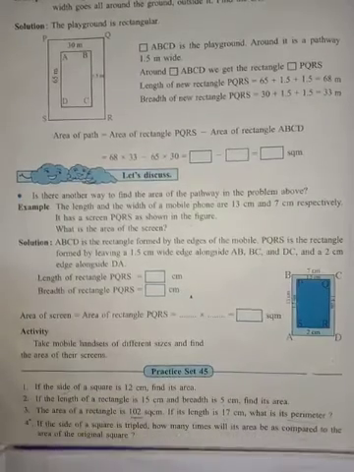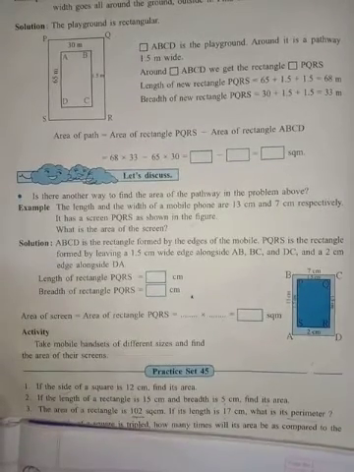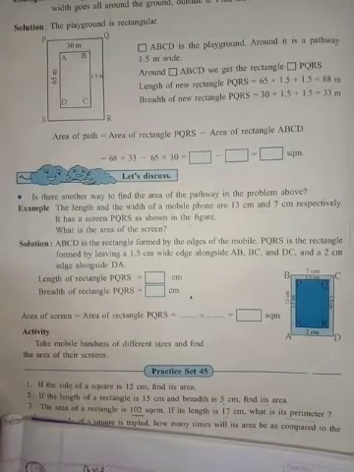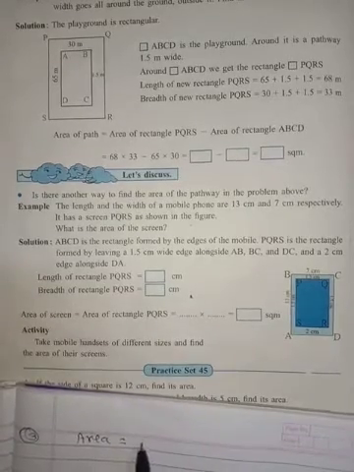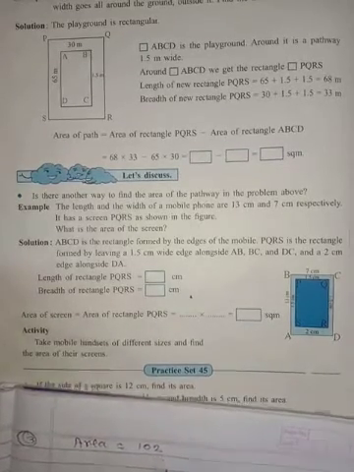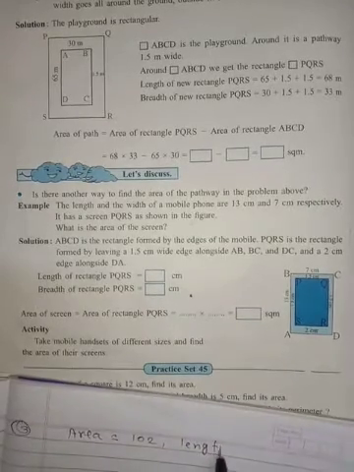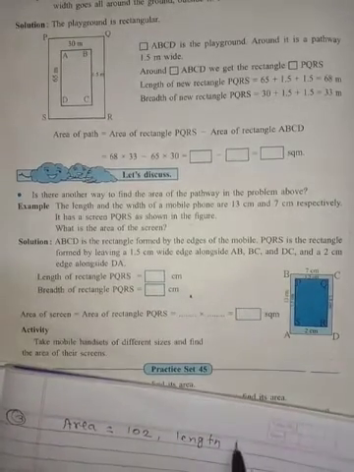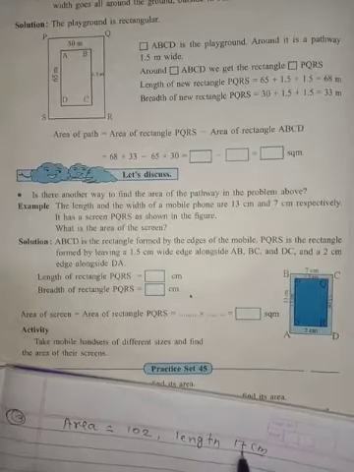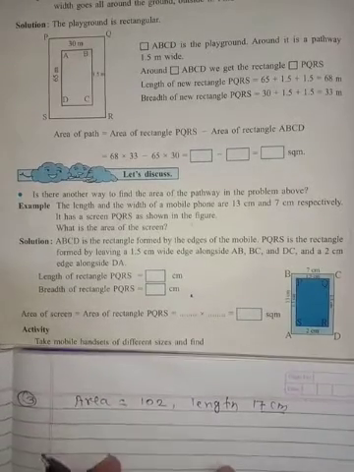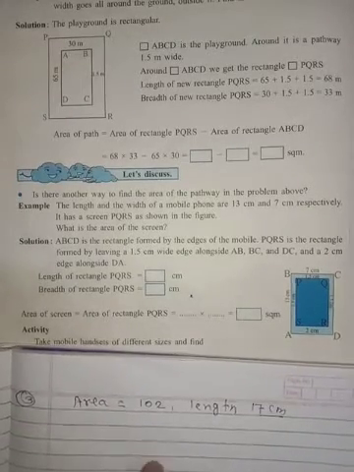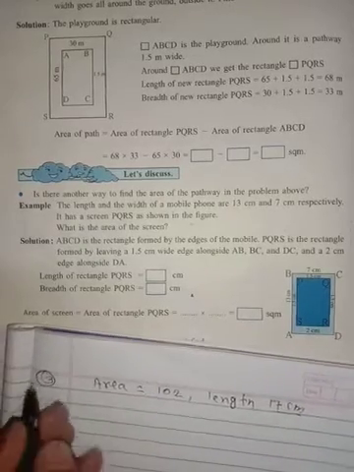So length is given and area also is given. Area is 102 and length is 17 centimeter. Okay, we don't know breadth and perimeter also, so let's solve this.